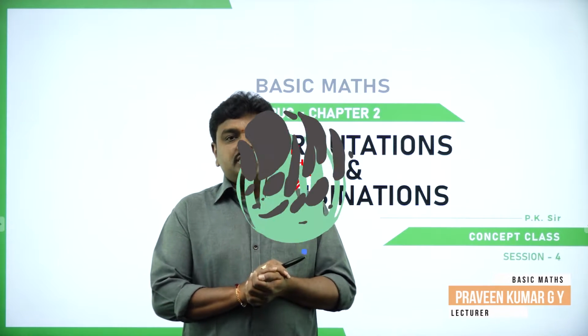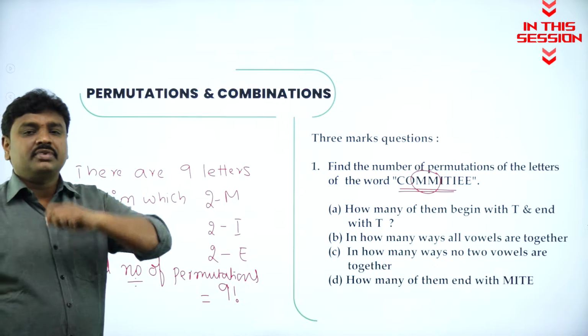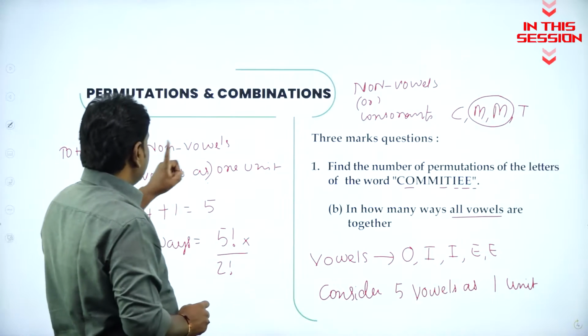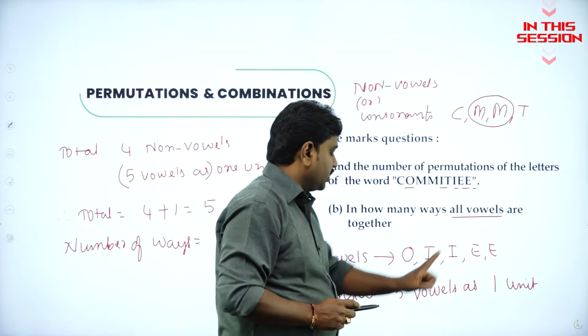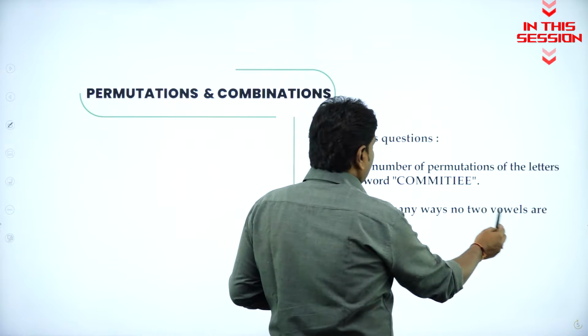Today we'll go ahead with some of the important problems of permutation. If there are n letters, you can arrange them in n factorial ways. There are 9 letters, you can arrange them with 9 factorial. This one unit, whatever we have taken, one unit I took, these vowels 1, 2, 3, 4, 5. The number of permutations of the letters of the word committee in how many ways? No two vowels are together.